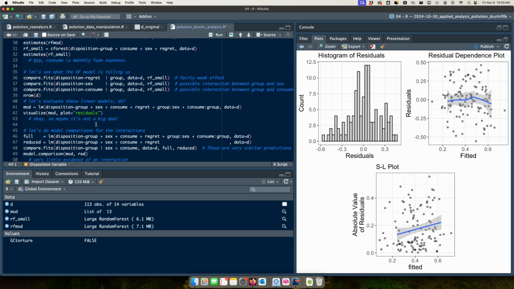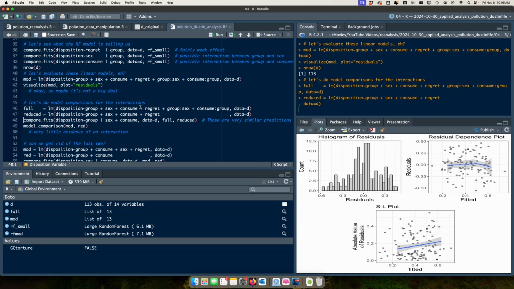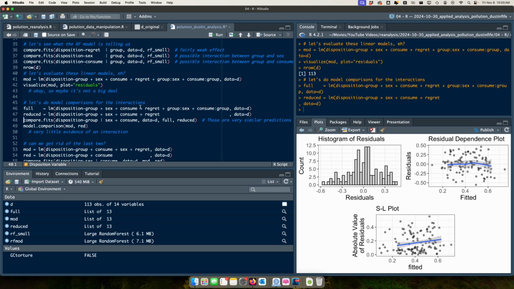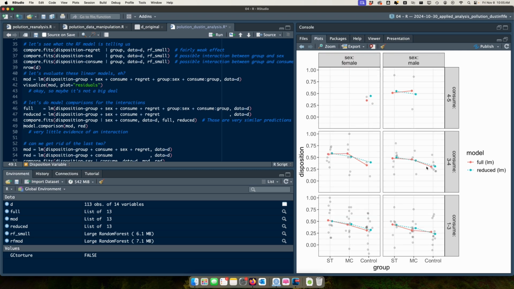So anyway, let's do a model comparison for the interactions. There were two potential interactions that we could do, and I'll look at the full and the reduced, and then look at the compare fits. And what do we have? In this plot, if we look at the predictions between the two, they're super similar.